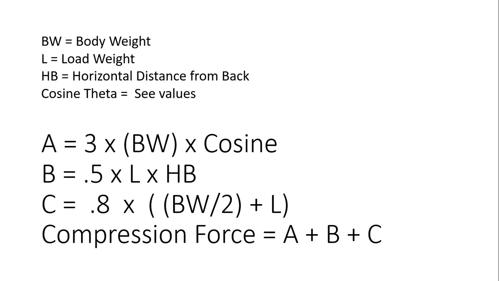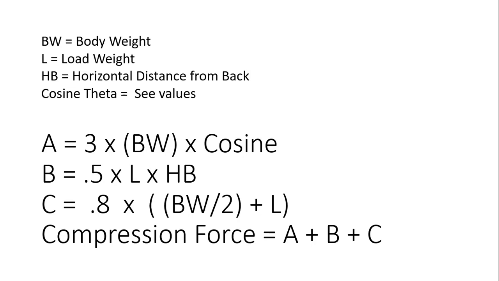Formula A is 3 times the body weight times the cosine, and that gives us the value for A. Formula B is 0.5 times the load weight times the horizontal distance from back. That's what HB stands for, horizontal distance from back. That gives us the results for B.